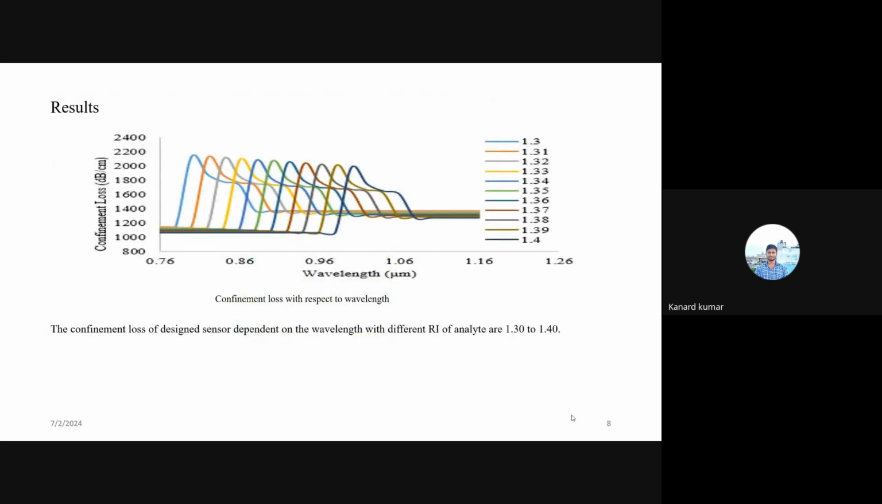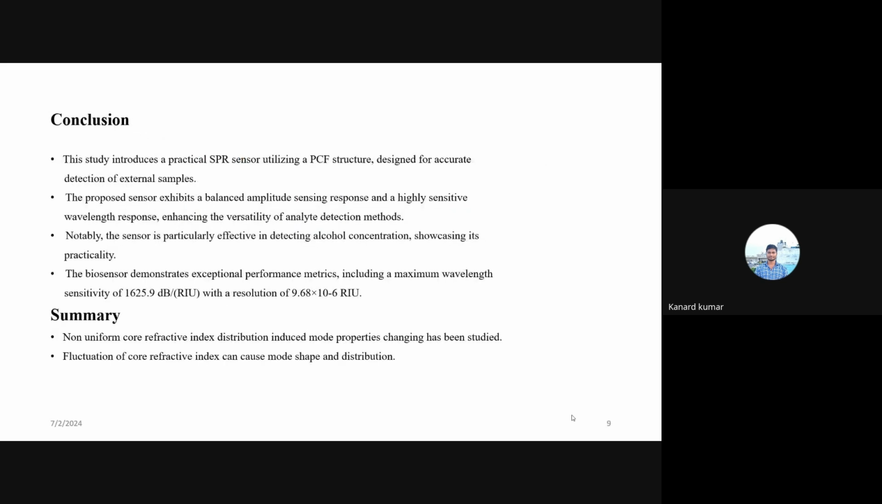This is my output: confinement loss with respect to wavelength. The analyte refractive index is increased from 1.31 to 1.40, and the confinement losses of the designed sensor depend on the refractive index.